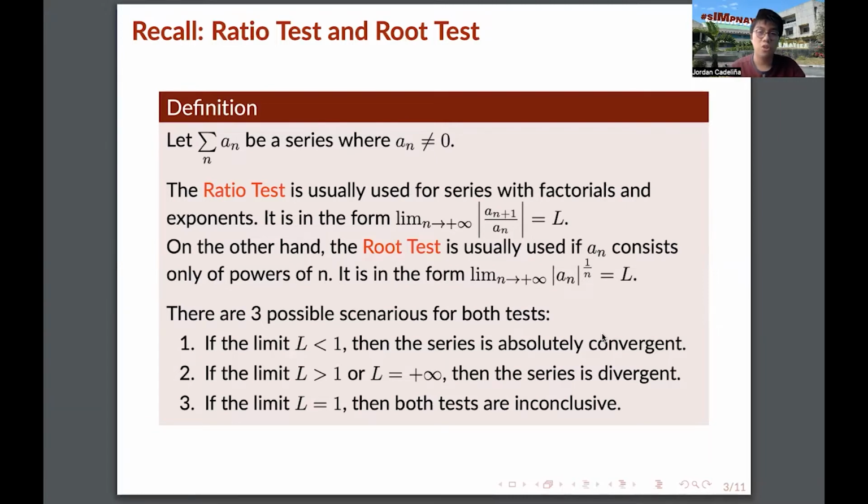The ratio test is usually used for series with factorials and exponents. Nasa form siya na limit as n approaches positive infinity of the ratio ng A sub n plus 1 and A sub n. And this is equal to limit L. On the other hand, the root test is usually used if A sub n consists of only powers of n. It is in the form limit as n approaches positive infinity of the absolute value of A sub n raised to 1 over n, which is also equal to a limit L.